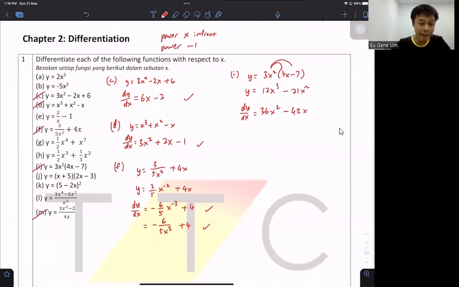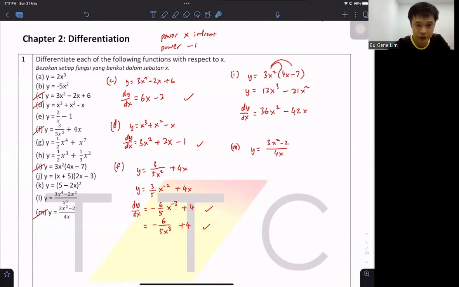Then last we look at m. Now, if you have this kind of situation, 3x squared minus 2 over 4x, what should you do? I mean, you can't differentiate, right? For this one, if you see this kind of situation, you cannot differentiate first. What should you do first?